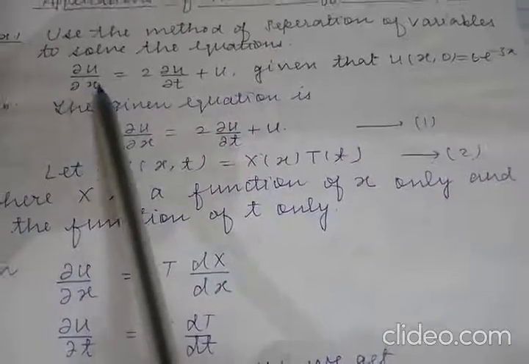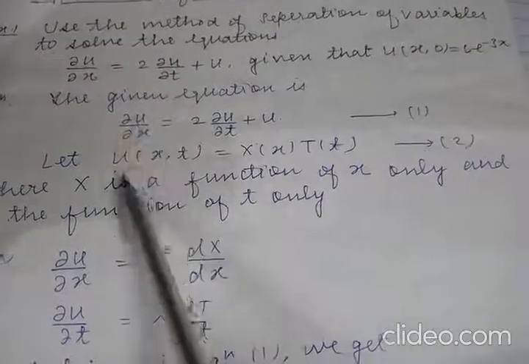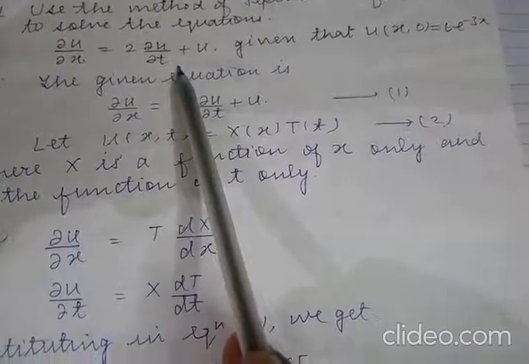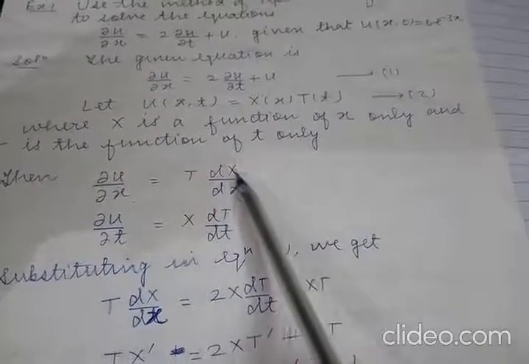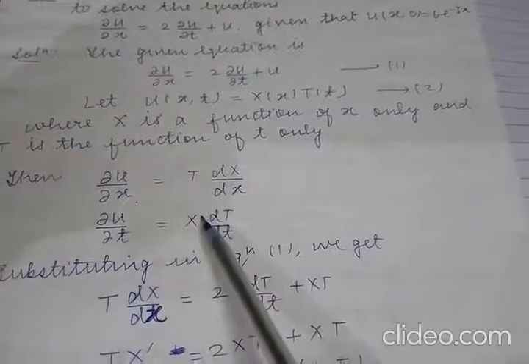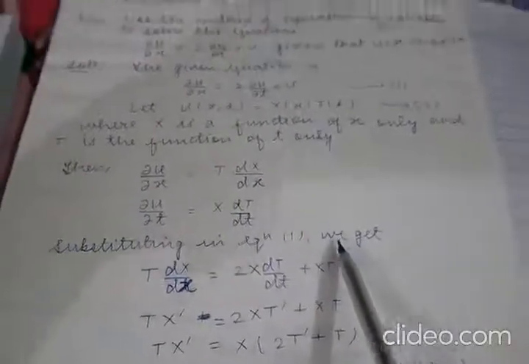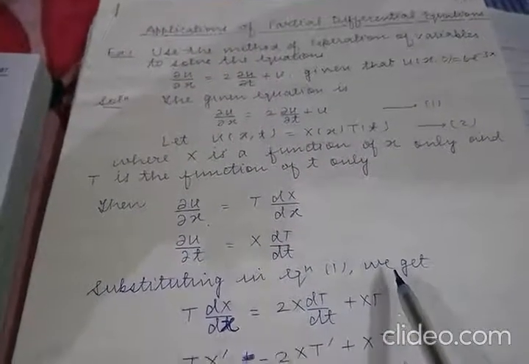Now we have to calculate all the partial derivatives involved in the equation. Firstly we will calculate del u upon del x, then del u upon del t, and after obtaining both partial derivatives we will put them in the equation. So here del u upon del x will be T dX upon dx, and del u upon del t will be X, which is only a function of x, times dT upon dt. Substituting in equation 1, we will substitute both partial derivatives.